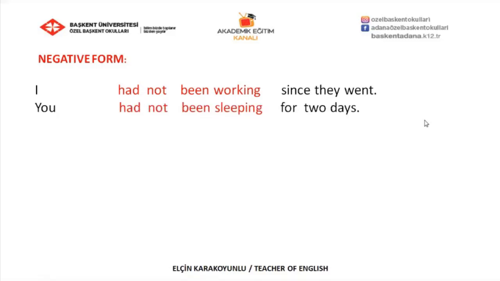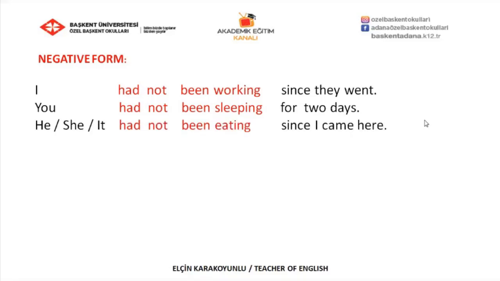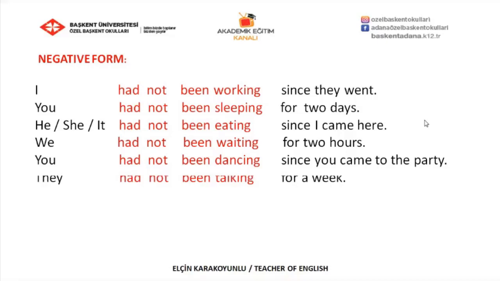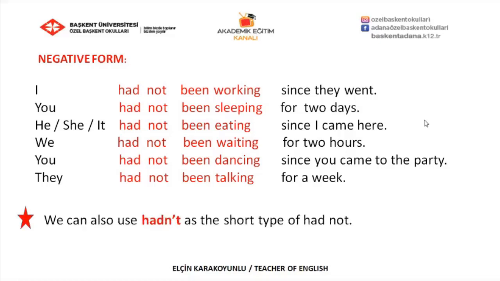You had not been sleeping for 2 days. He or she or it had not been eating since I came here. We had not been waiting for 2 hours. You had not been dancing since you came to the party. And they had not been talking for a week. And again, if you want, you can also use hadn't as the short type of had not. So instead of I had not been working since they went, you can use hadn't.